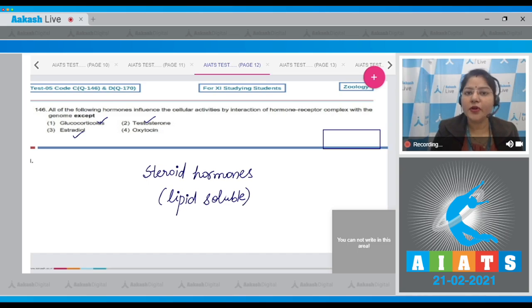In case of lipid soluble hormones, receptors are present intracellularly, especially inside the nucleus, and hormone receptor complex interacts with the genome and regulate gene expression. Oxytocin is not a lipid soluble hormone, so correct answer to this question is option number 4. Let's move on to the next question.